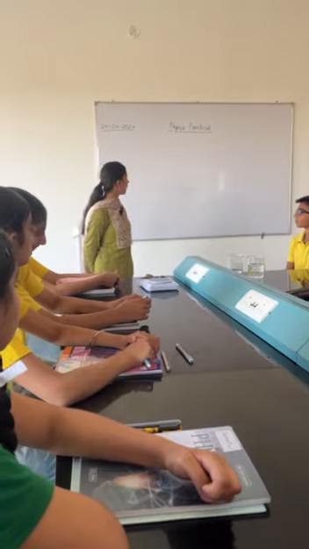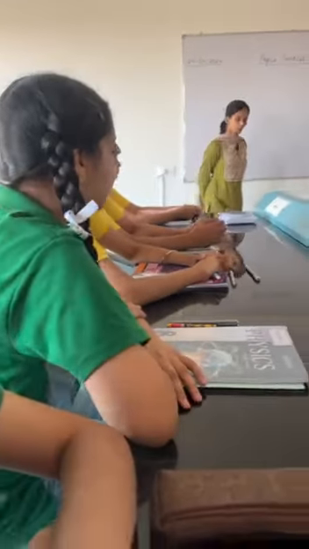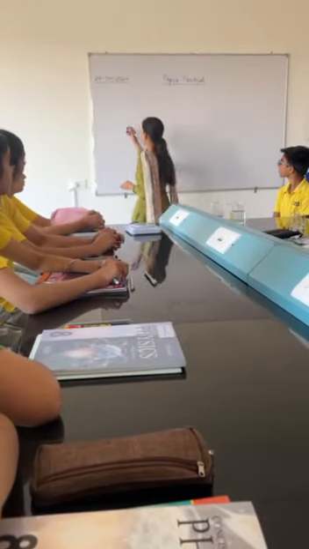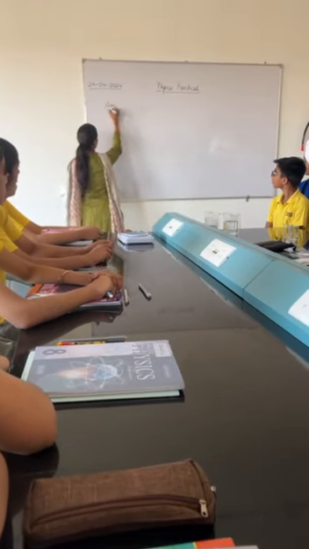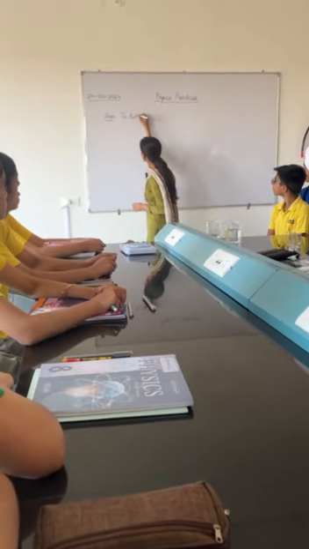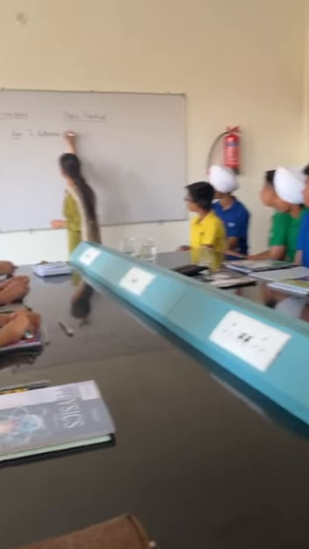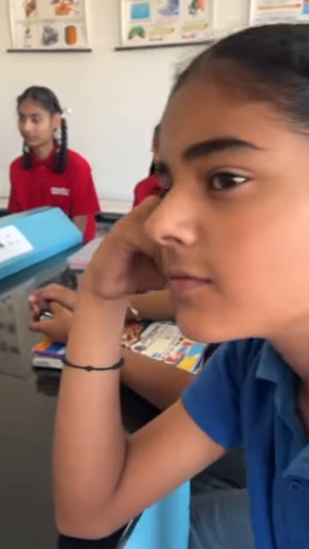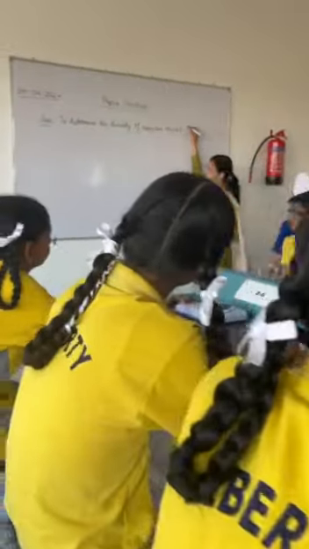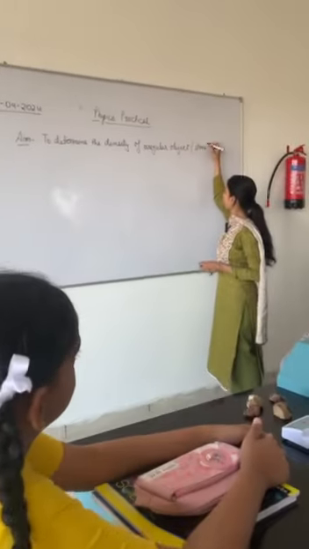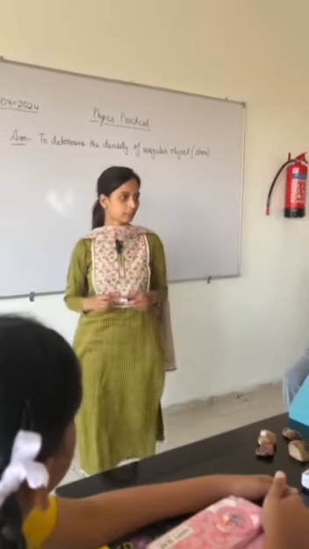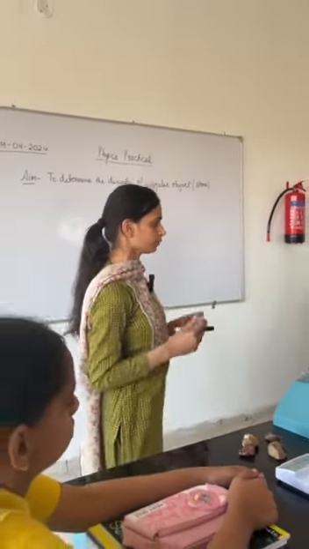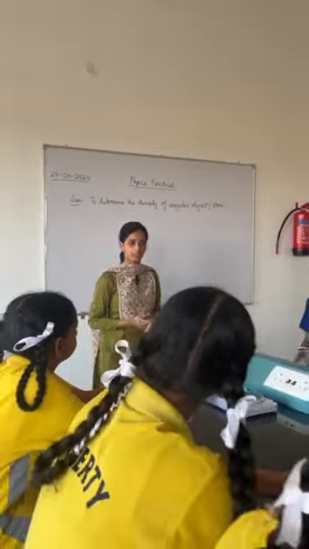So today is our practical day. The aim of today's practical is to determine the density of an irregular object. And what is the irregular object we have? Stone. Okay, before starting the practical, I am going to ask some questions related to the topic.